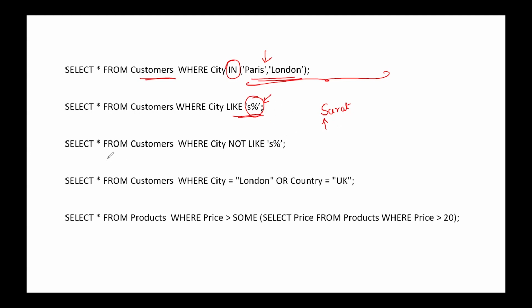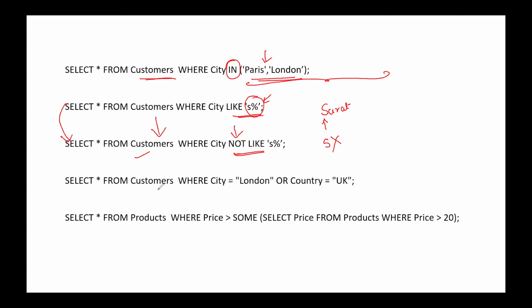Next, we have select star from customers where city not like S percentage. Once again, not is negation. So not like S means apart from the cities whose names start with S will be selected. Any other cities whose name does not start with S will be selected and displayed here. This is nothing but the opposite of this particular condition.